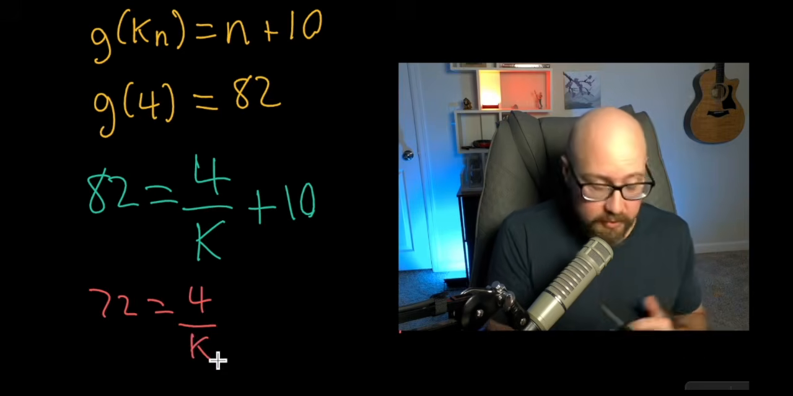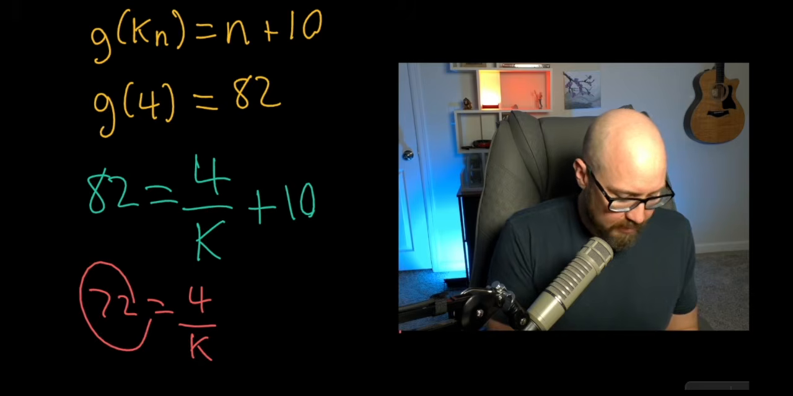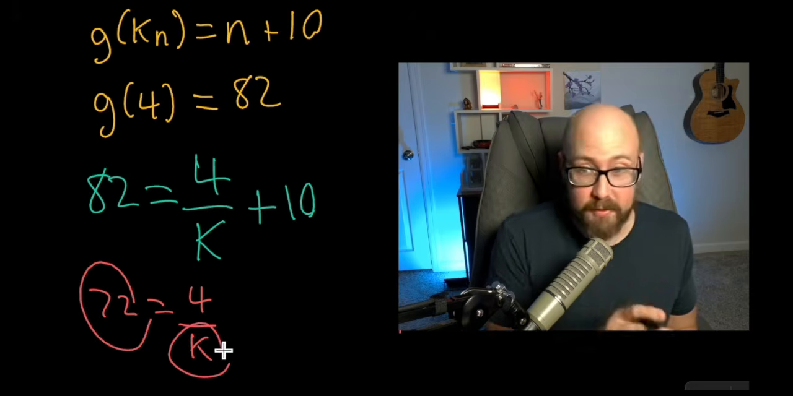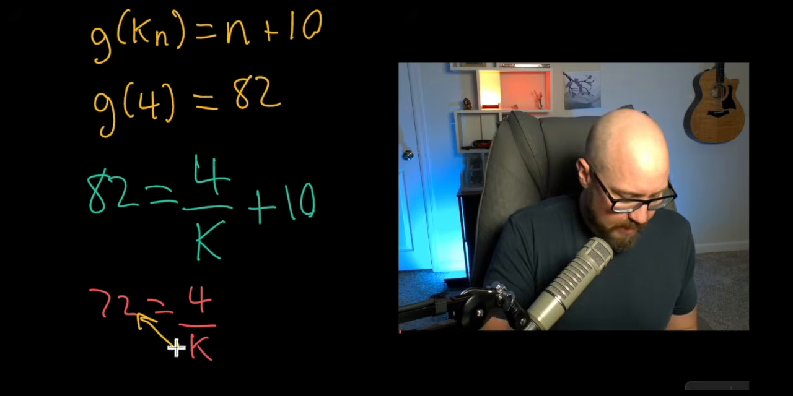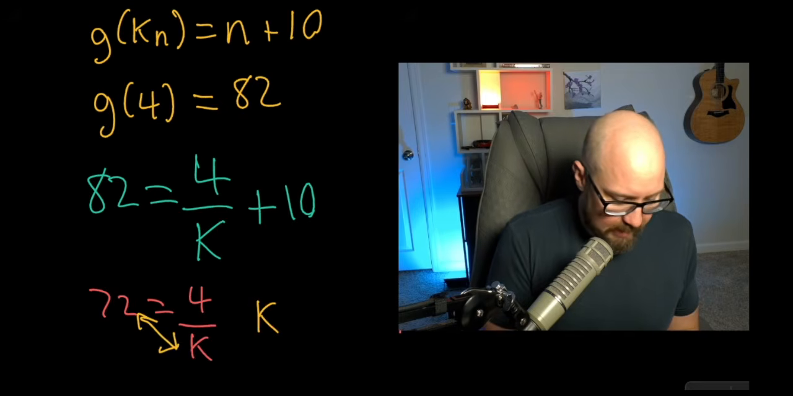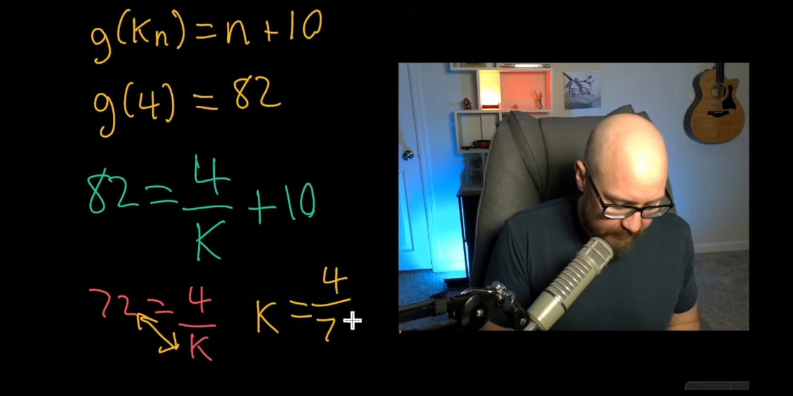And then we could use a little trick. Anytime we have a whole number and a fraction, we can flip the whole number in the denominator. So basically, when we switch those guys around, k equals 4 over 72, which simplifies to 1 over 18. So k equals 1 over 18.